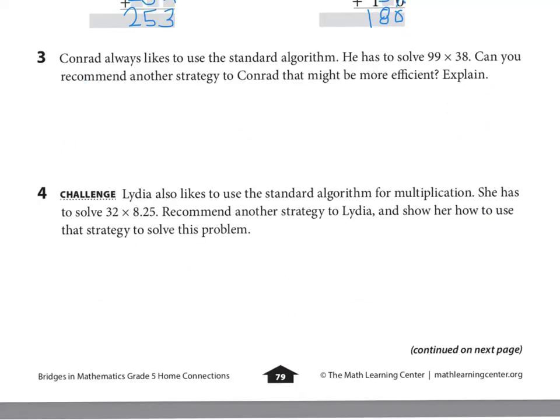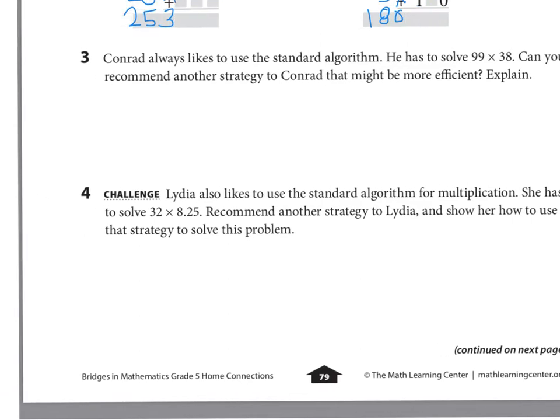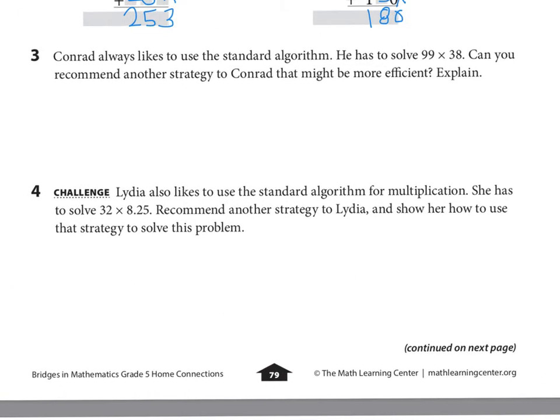Number 3 says, Conrad always likes to use the standard algorithm. He has to solve 99 times 38. Can you recommend another strategy to Conrad that might be more efficient? Explain. So what do you notice here about these two factors?